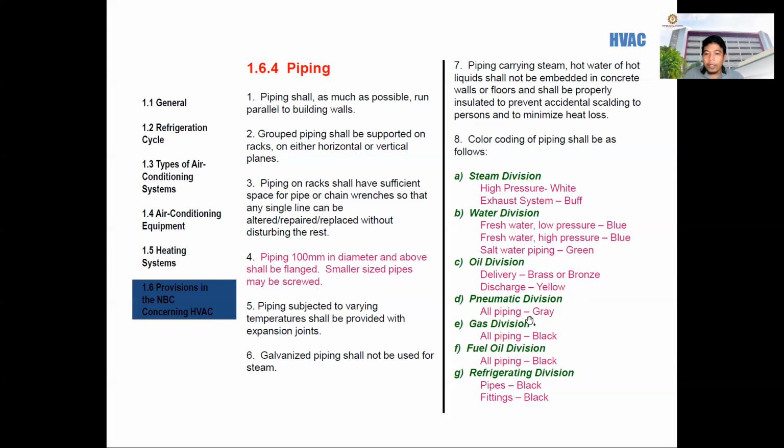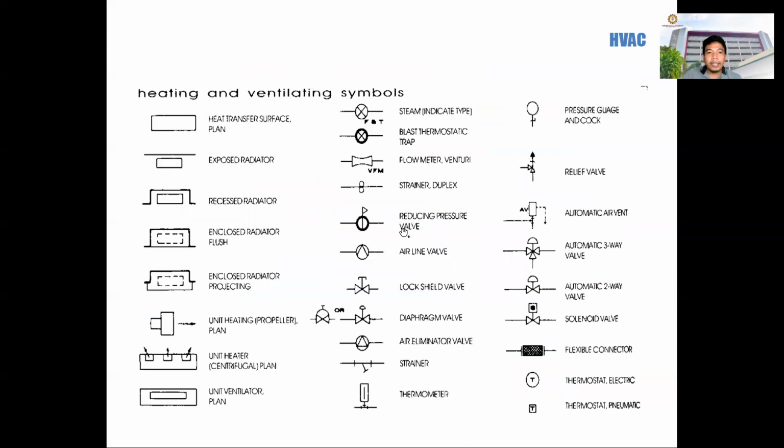And then for pneumatic division, for the oil piping, you will have to use the color gray, or maybe you can paint all the piping by color gray. And then for the gas division, you have black, also for the fuel oil division. And then for the refrigerating division, for pipes, you have black, and then for fittings, you also have a black color for the pipings. Then you have here the heating and ventilation symbols.